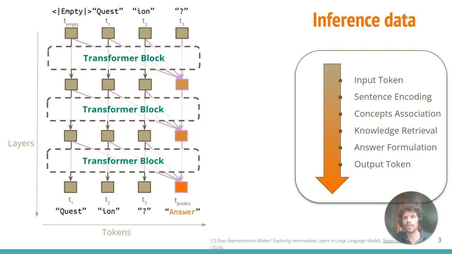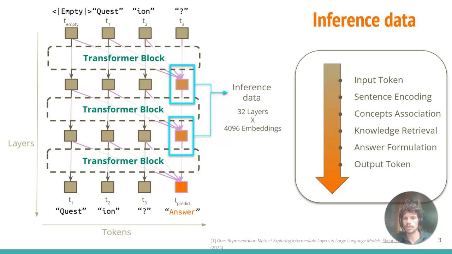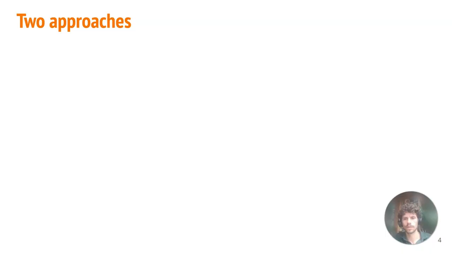We want to find features exactly in this middle point where we have high-level concepts, behavior of how the LLM formulates the answer. And from this inference elements, this inference data, we can try maybe to pull out these high-level features. There are two main approaches of how to do this.